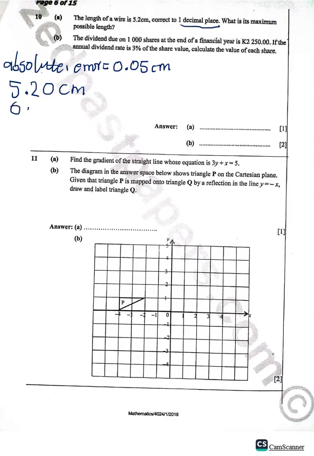So 0.05 centimeters. So 0 plus 5 is 5, 2 plus 0, that is 2, then 5 plus 0, that is 5. So our final answer here is 5.25 centimeters.